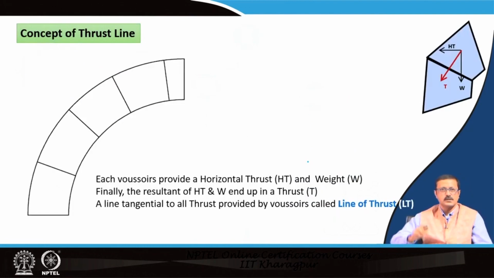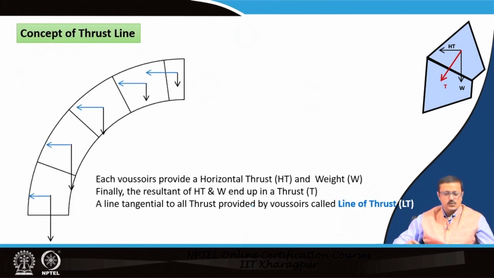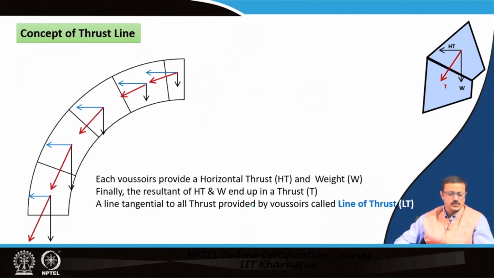So, in this particular platform, if I have arranged these wedges in this circular manner, each wedge will be provided with the horizontal thrust and the weight, and finally, each will have this kind of a weight which is downward in nature. Each wedge will give you a horizontal thrust which will be this side, and finally, these two will have the resultant, which I have shown in red color, depending upon the nature of the wedge or the weight and the horizontal thrust.